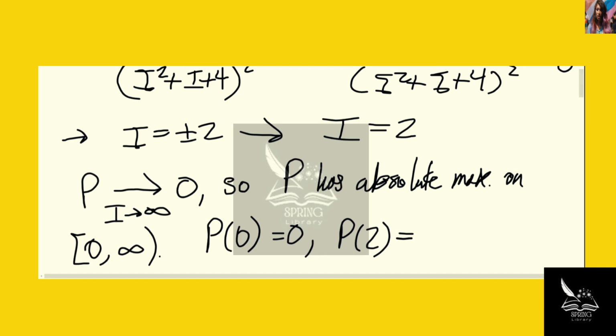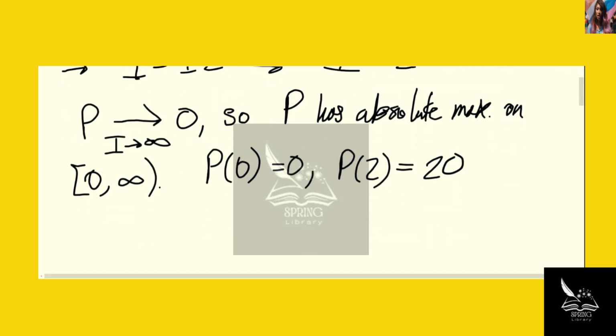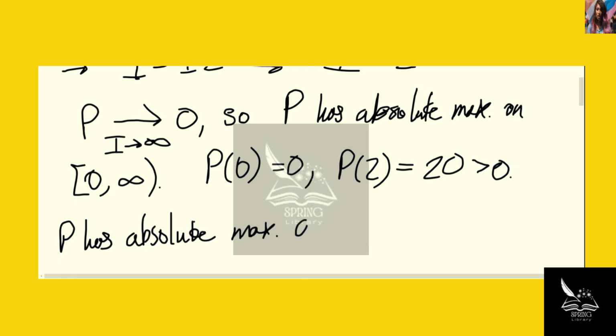Now, the value of p at 2 is 200 over 4 plus 2 is 6 plus 4 is 10, which is 20. So clearly this is greater than 0, and therefore it follows that p has an absolute maximum value at I equals 2. And this is in thousands of foot candles.